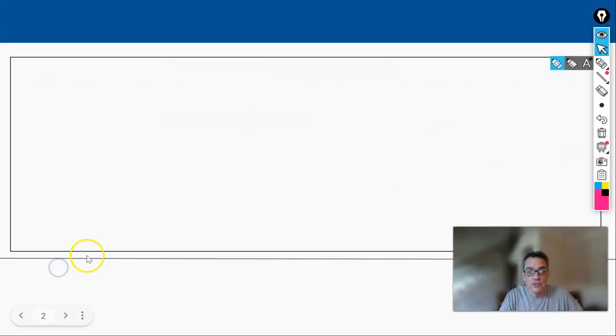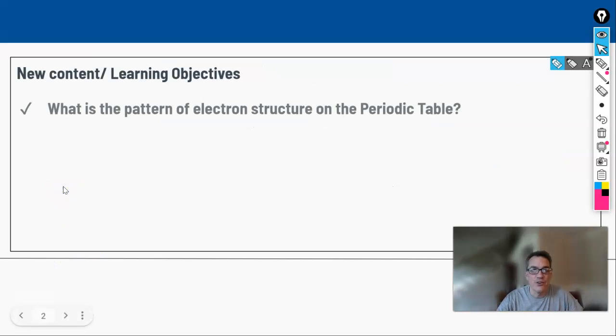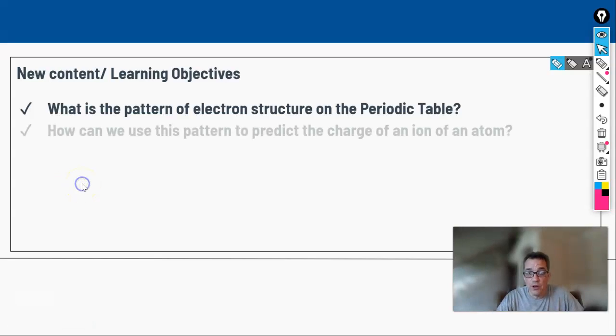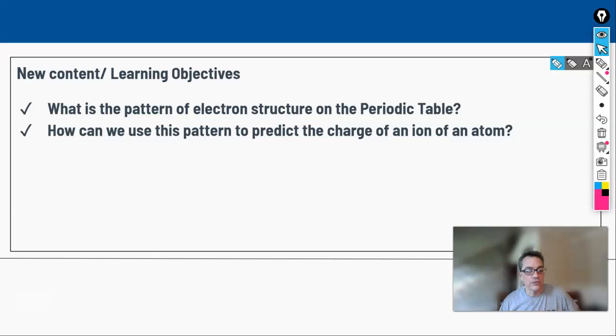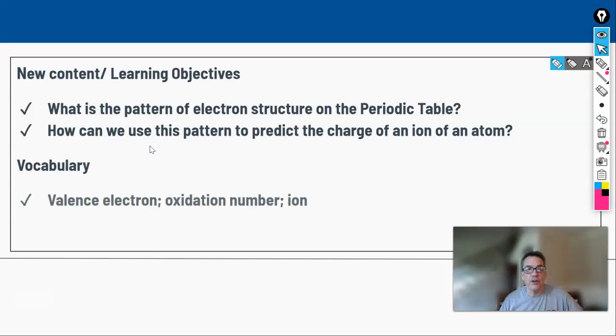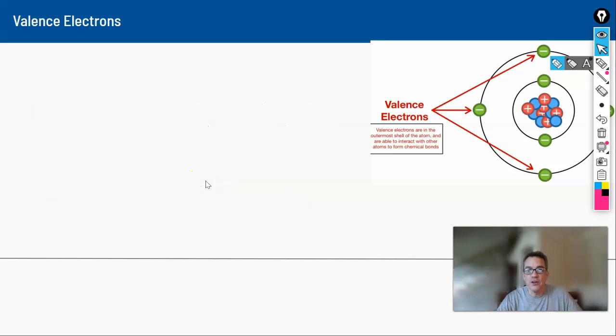semester. So as we move forward, our new content is thinking again about what the pattern of electron structure on the periodic table is, and how we can use this pattern to predict the charge of an ion in an atom. So much of what we do in our chemistry class is about ions and bonding, and we can use these patterns to help us predict what's going to happen when bonding occurs in compounds. Not a lot of vocabulary today: valence electron, oxidation number, and ions. All right, so let's get to it.